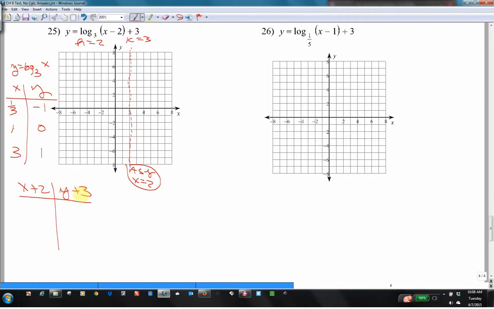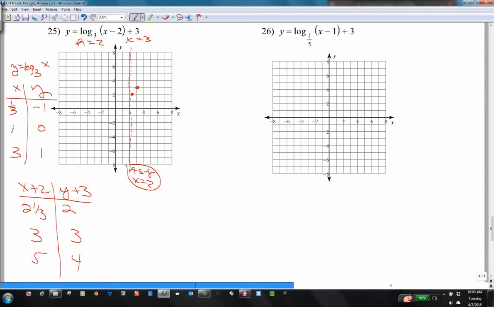Okay, so I'm going to have 1/3 plus 2. That's 2 and 1/3. The y value is a -1 plus 3 is 2. I have 1 plus 2 is 3. 0 plus 3 for the y is 3. And then I have 3 plus 2 for the x is 5. And 1 plus 3 is 4 for the y. So I'm going to go ahead and plot those. I've got x is 2 and 1/3, 2. I have 3, 3. And I have 5, 4.